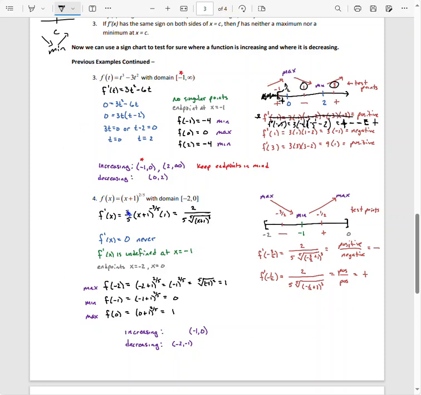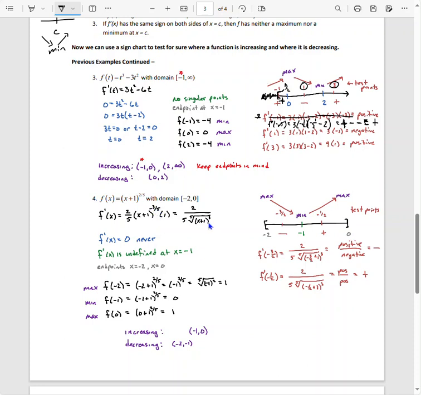Here we go. F of x is x plus 1 to the 2/5 with a domain of negative 2 to 0. To find the derivative, we bring that 2/5 down in front. Leave the inside alone. Subtract 1. 2/5 minus 1 is 2/5 minus 5/5, which is negative 3/5. Don't forget to multiply by the derivative of the inside. I put the 1 just as a reminder. 2's in the numerator, 5's in the denominator. The 5th root of x plus 1 cubed ends up in the denominator.